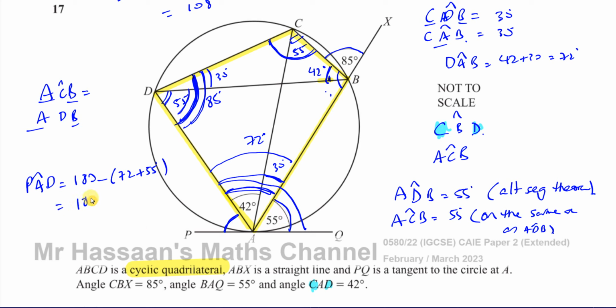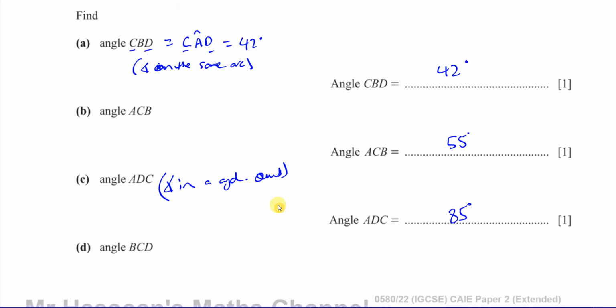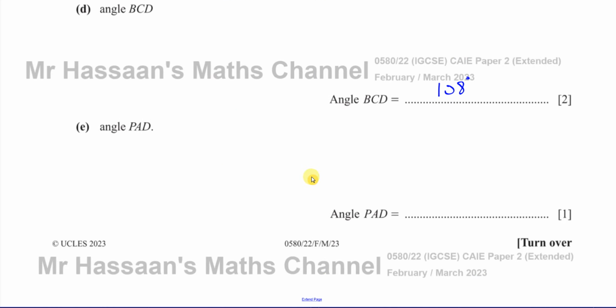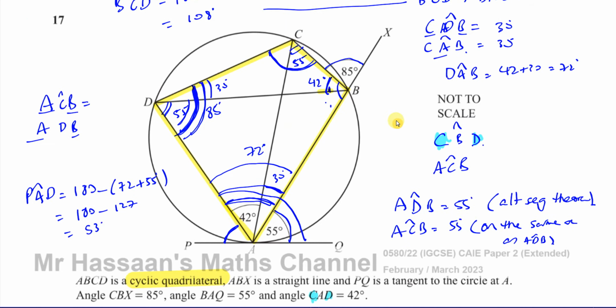So that's 180 minus 127, which is going to be 53 degrees. So angle PAD is therefore 53 degrees. And there we have the answer to this question. All right, so that concludes this question number 17.